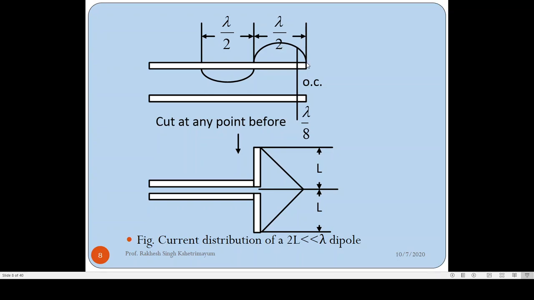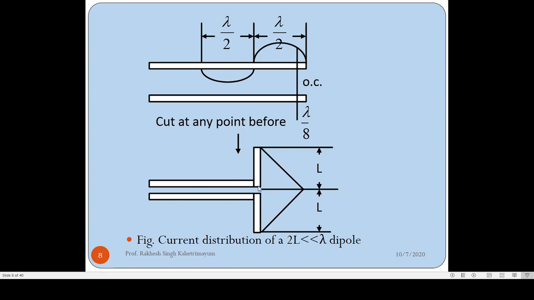But let's say we are considering the case of a dipole which is of very small length. The total length of the dipole was 2L. If 2L is less than lambda by 8, what we can do is just cut this transmission line at lambda by 8. So if we cut this transmission line at lambda by 8, what is the current distribution? At the open end it is 0, and at the point where we are cutting the transmission line we have the maximum current. So now you cut this portion of the transmission line and bend it upward and downward. This portion you bend upward, this portion you bend downward.